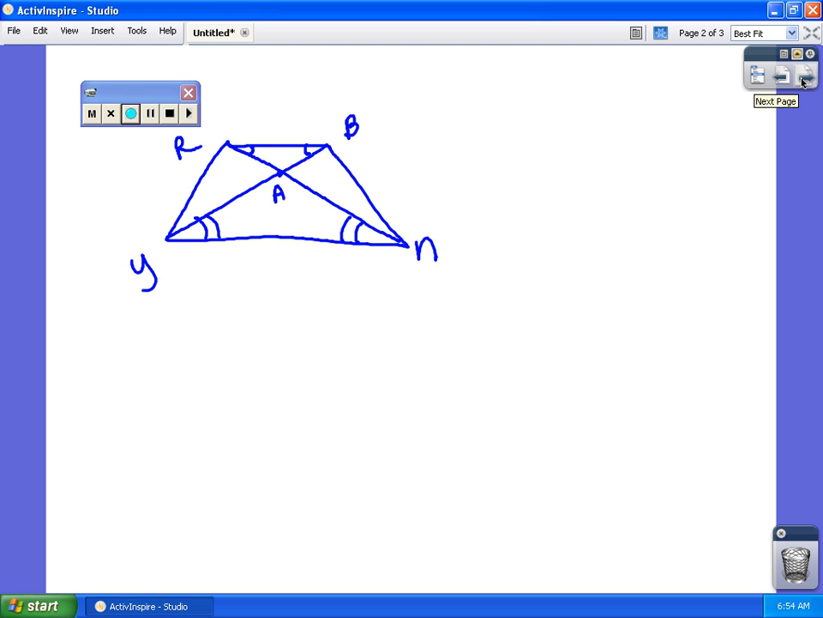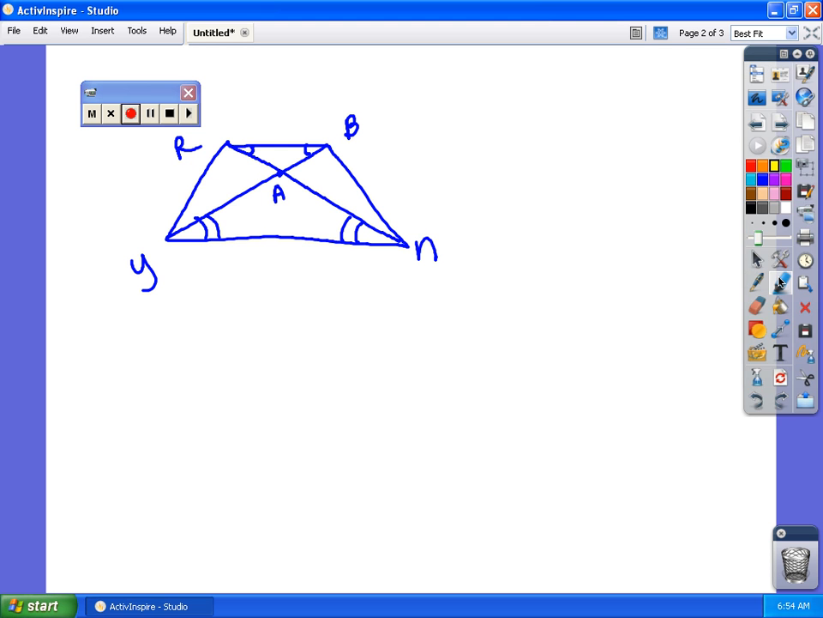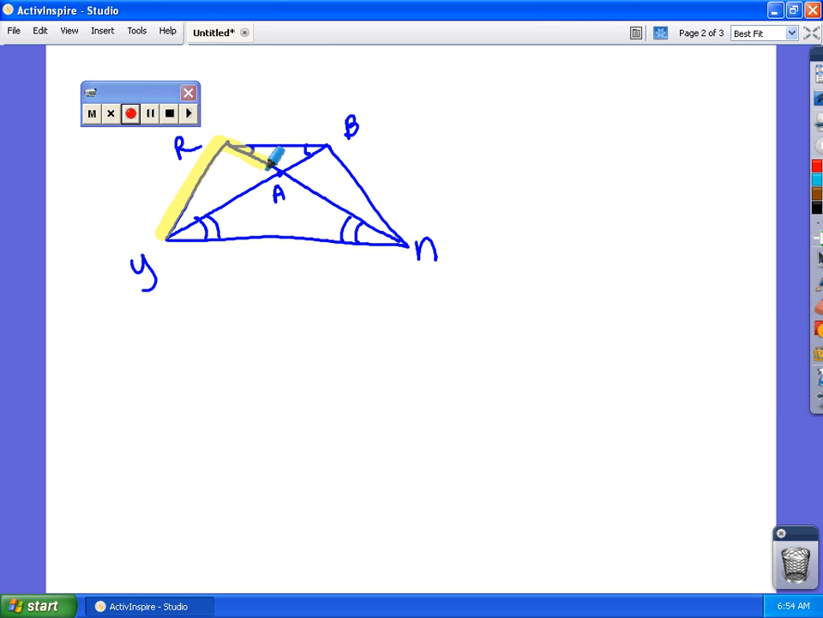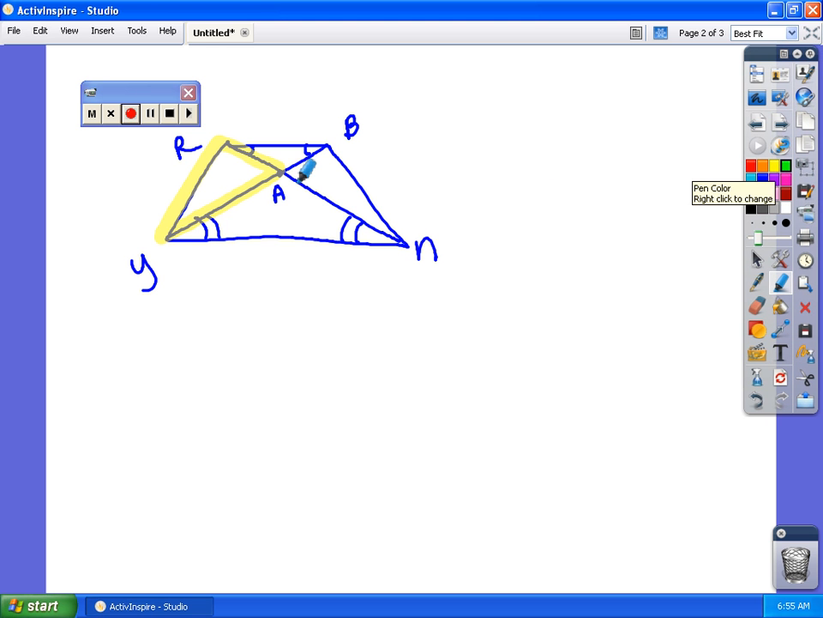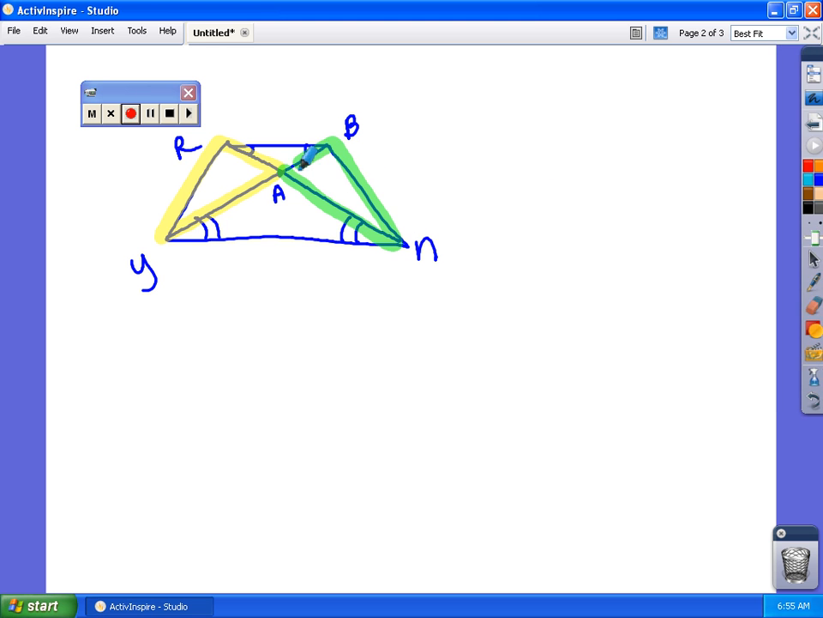Next problem is you have to prove that RAY equals BAN. So the first thing I'm going to do is highlight those, and I'm going to use a different color. And I would really suggest that you use a highlighter when doing these problems. It helps you really see what triangles. So I have to get those triangles congruent.